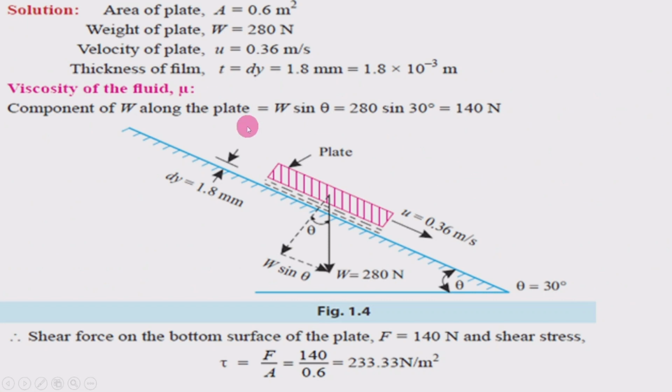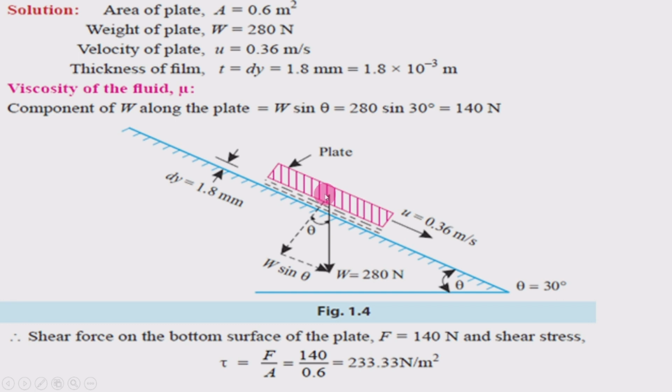Then here we'll take the plane and the plate. This is the figure of that one. Here this is the plane on which the plate is sliding, and this is the plate which is having the weight of 280 Newton and which is moving with a velocity of 0.36 meter per second. Between this plate and the plane there is a fluid having a thickness of 1.8 mm, and its viscosity we need to find out. And this plane is inclined at 30 degrees with the horizontal.